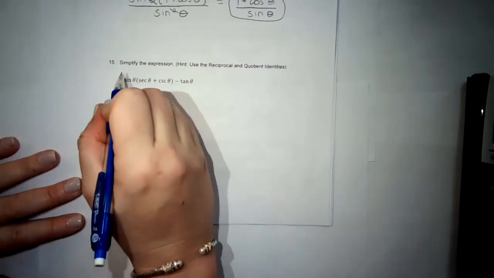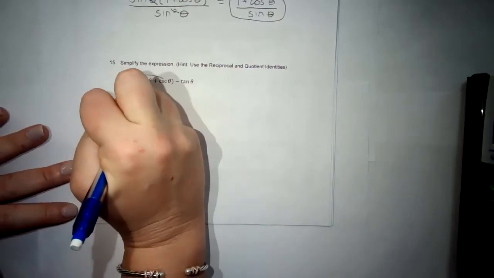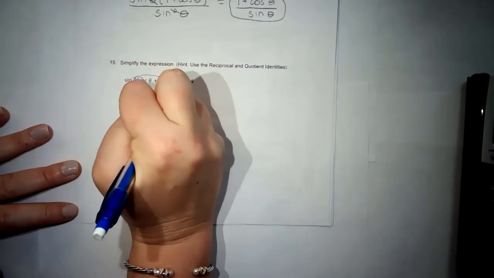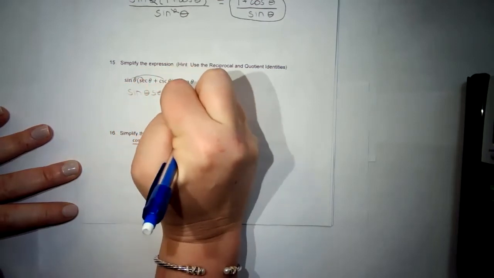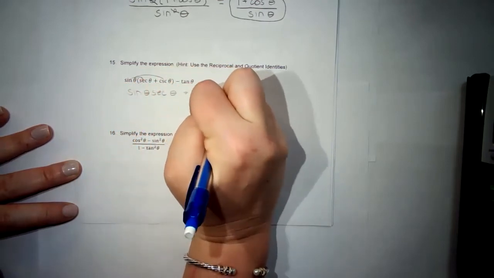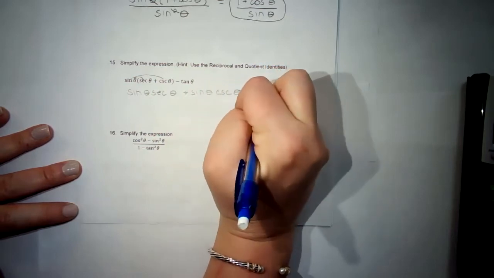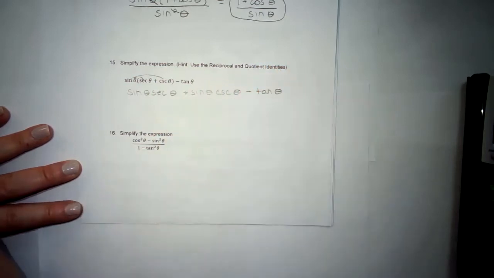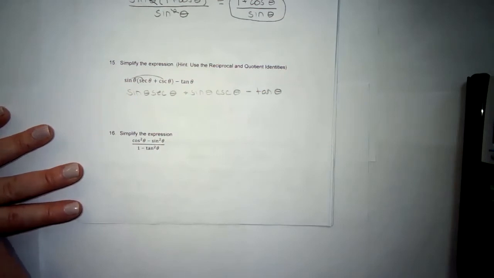But we're going to go ahead and distribute first. So we're going to distribute through here first. I have sine theta secant theta, plus sine theta cosecant theta, minus tan theta. Everybody okay with that?